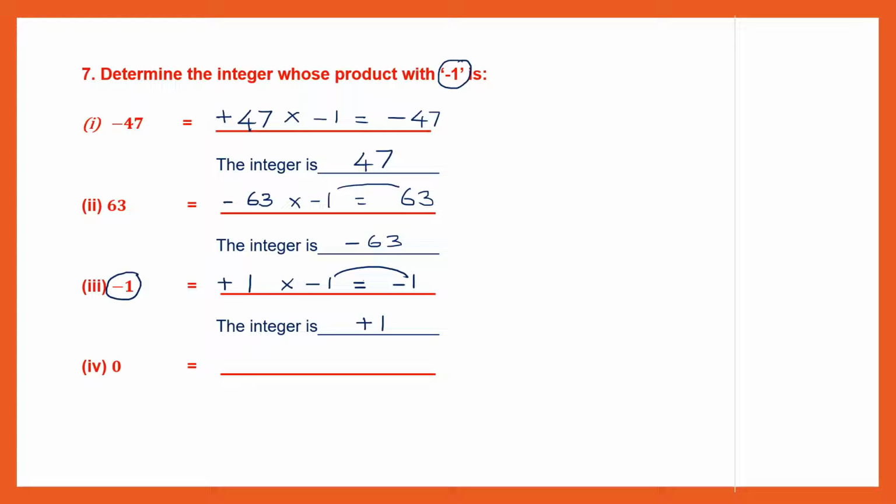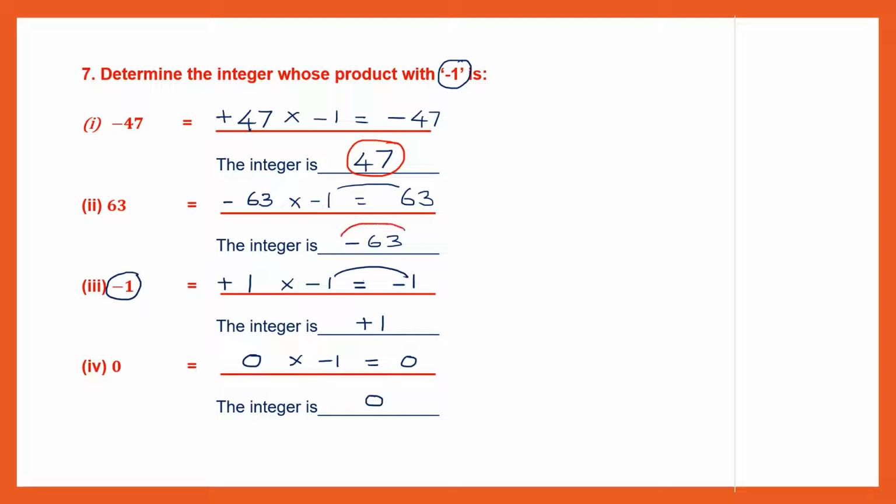Next one, 0. What should we multiply into minus 1 to get 0? Now 0 into any number will give us 0. So this integer has to be 0, because 0 into minus 1 is 0. So the answer is 0. So we have found all the answers here. Our first answer is 47.